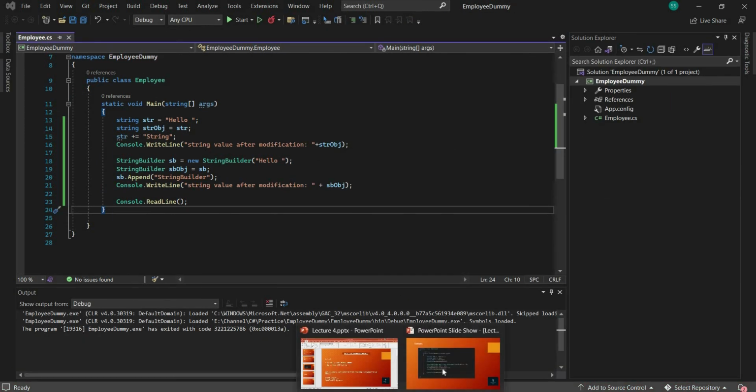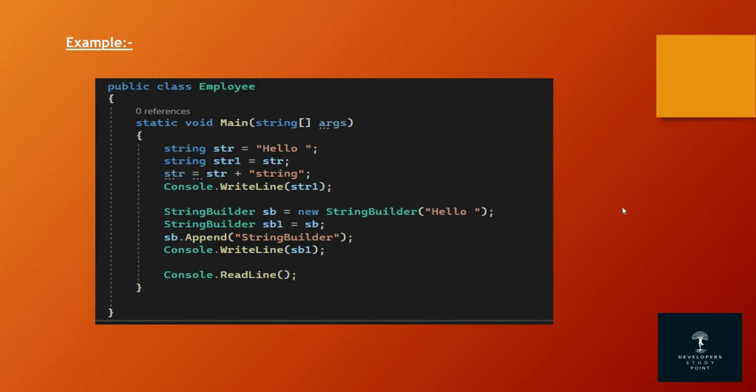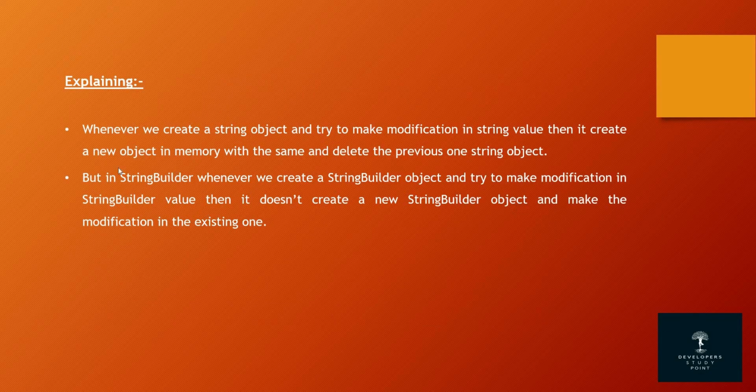So moving here, this is the example I provided you. In the explanation, whenever we create a string object and try to modify a string value, it creates a new object in memory with the same name and deletes the previous one, as I told you with the example. And with the help of StringBuilder, whenever we create a StringBuilder object and try to make a modification like append or delete, it doesn't create a new StringBuilder object, it always makes the modification in the existing one. So that's why the value has been shown on it.